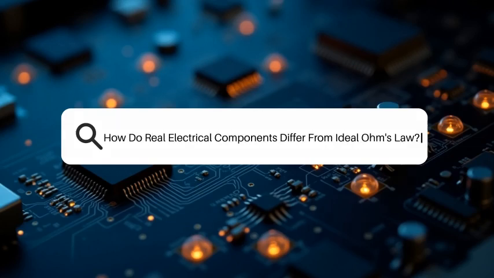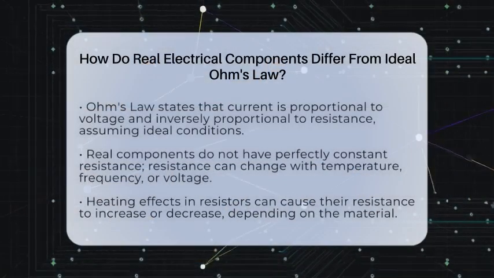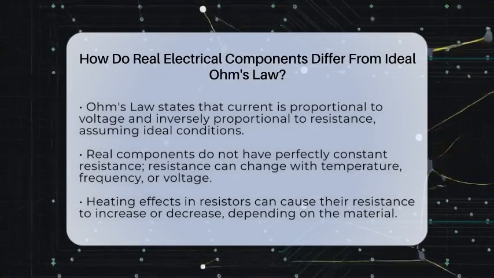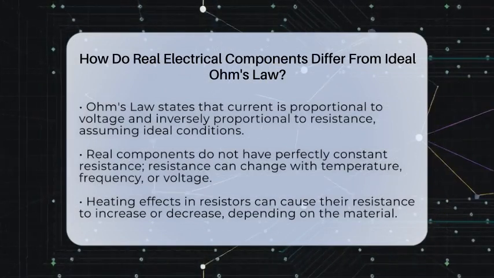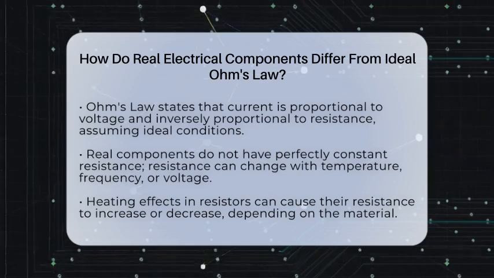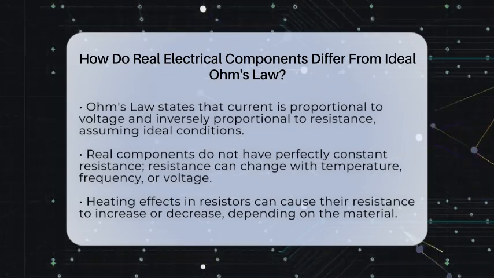How do real electrical components differ from ideal Ohm's law? Imagine you're trying to follow a recipe perfectly, but the ingredients keep changing slightly each time. That's similar to how real electrical components behave compared to the simple rules of Ohm's law.